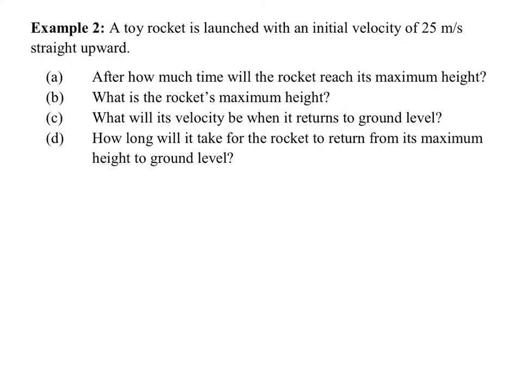Don't get intimidated. We will break it down into pieces, one at a time. Ellie, read for us, please. A toy rocket is launched with an initial velocity of 25 meters per second straight up. Read parts A and B, please. After how much time will the rocket reach its maximum height? What is the rocket's maximum height? Okay. Why am I not reading part C and D? Take a look at that. See why I don't care about part C and D just yet.